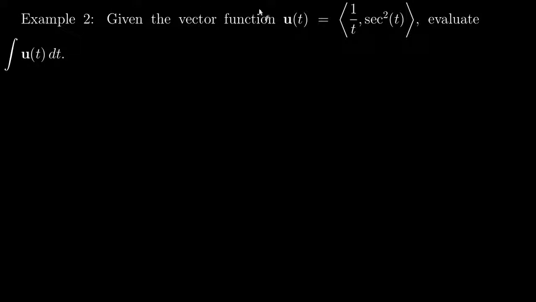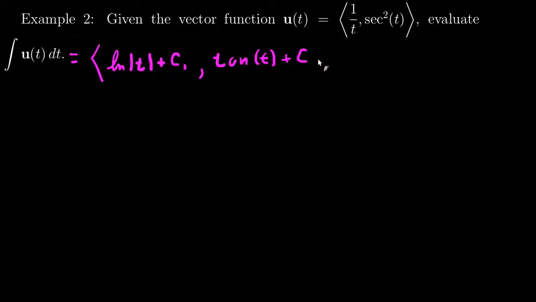Okay, now this one, evaluate the integral of u of t if u of t is this. So I can do that as the integral of each part. So the integral of 1 over t is the natural log of the absolute value of t. I have a plus the constant there. The antiderivative of the integral of secant squared t is tangent t. I have plus the other arbitrary constant. And this is one acceptable solution.